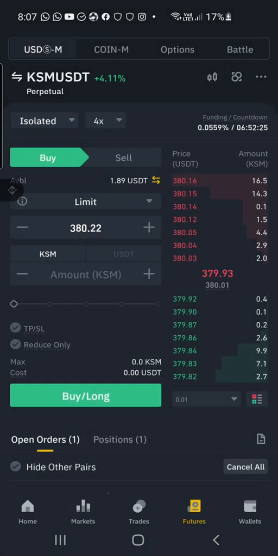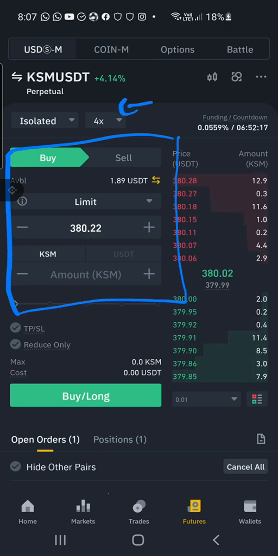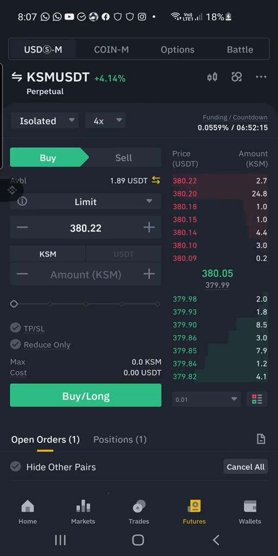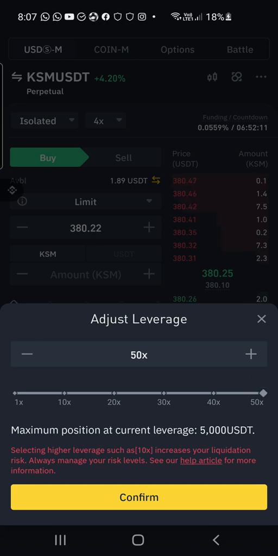Over here, you have almost the same layout as spot trading, but you have this over here. So what does this mean? This is a multiplier. This can go up to 125x in some cases, in some coins.